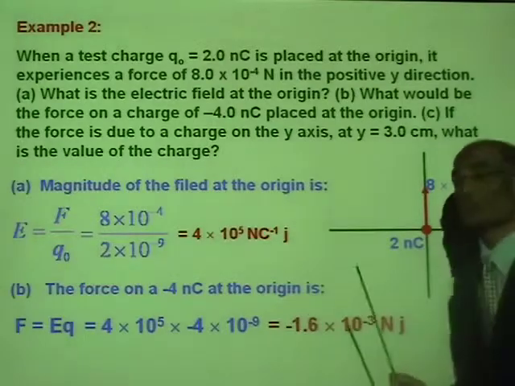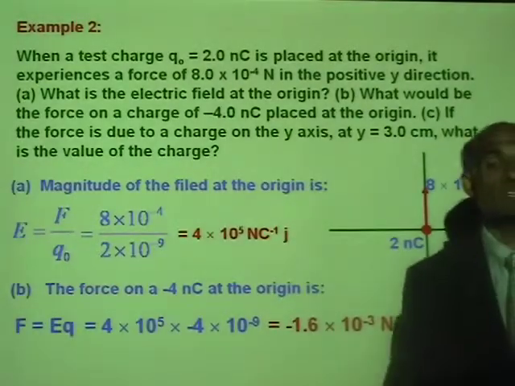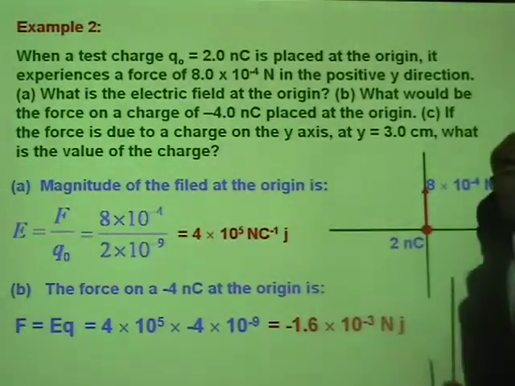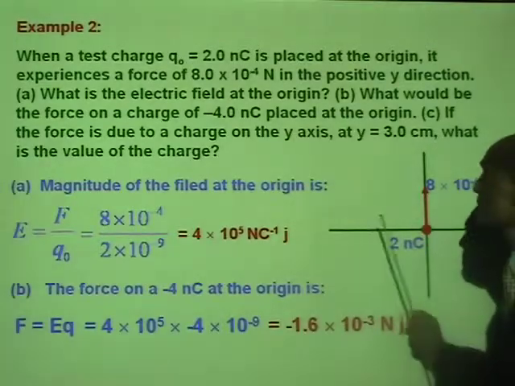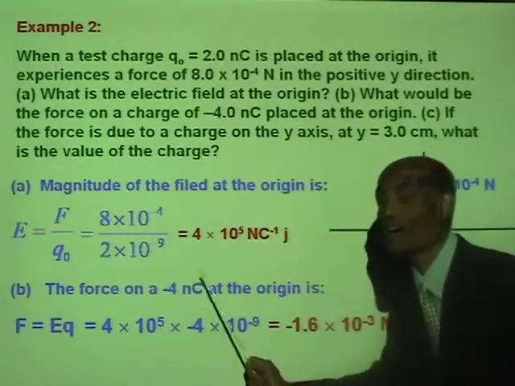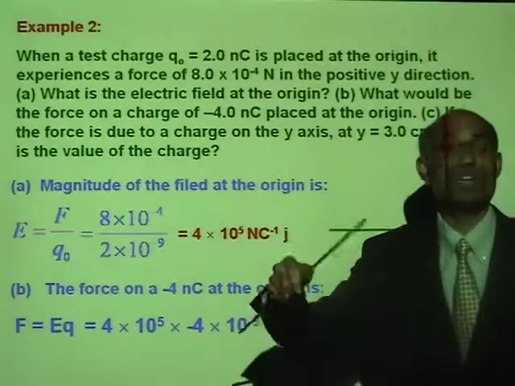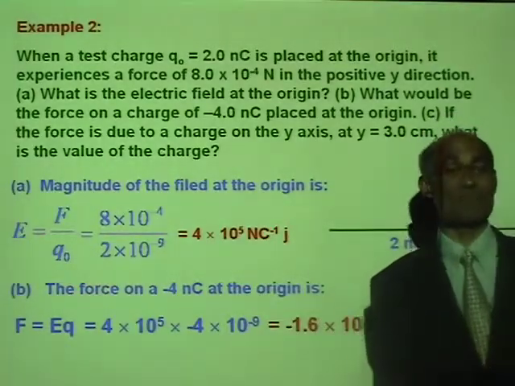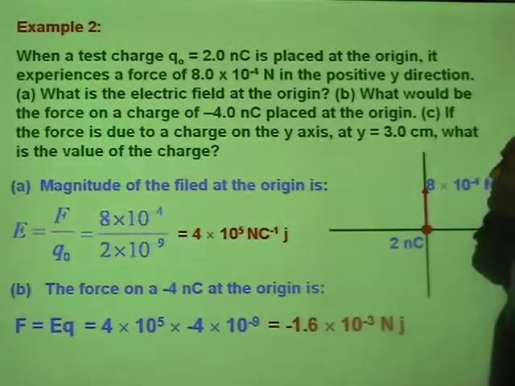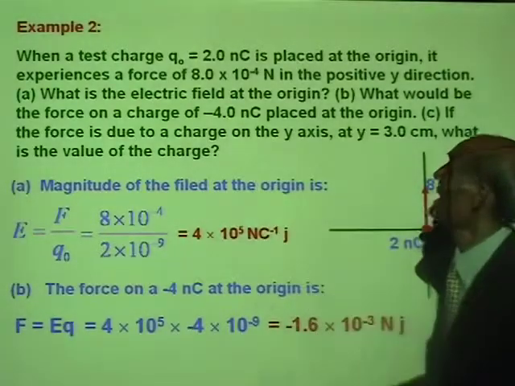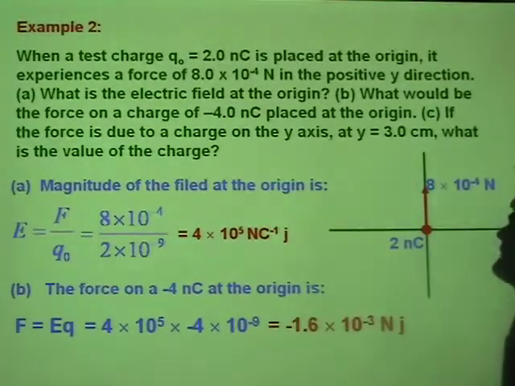How do you know that the force is in the negative y direction? Because the force experienced by a negative charge will be in a direction opposite to the direction of the electric field. So that is the force experienced by a negative 4 nanocoulomb. How about the C part?